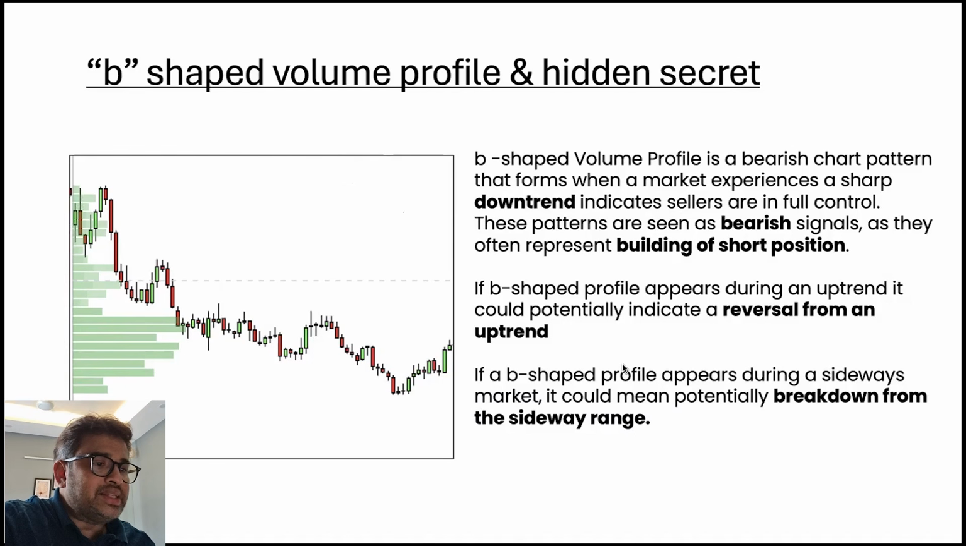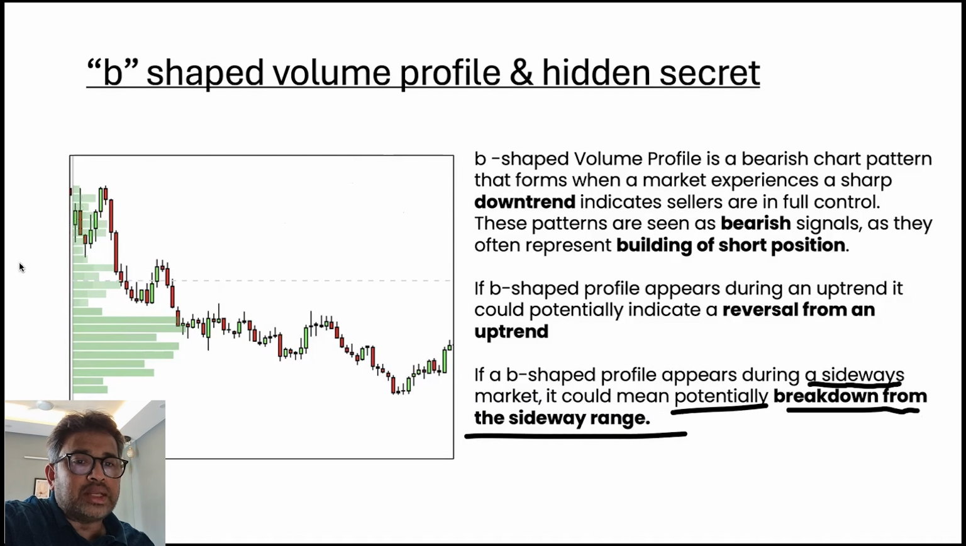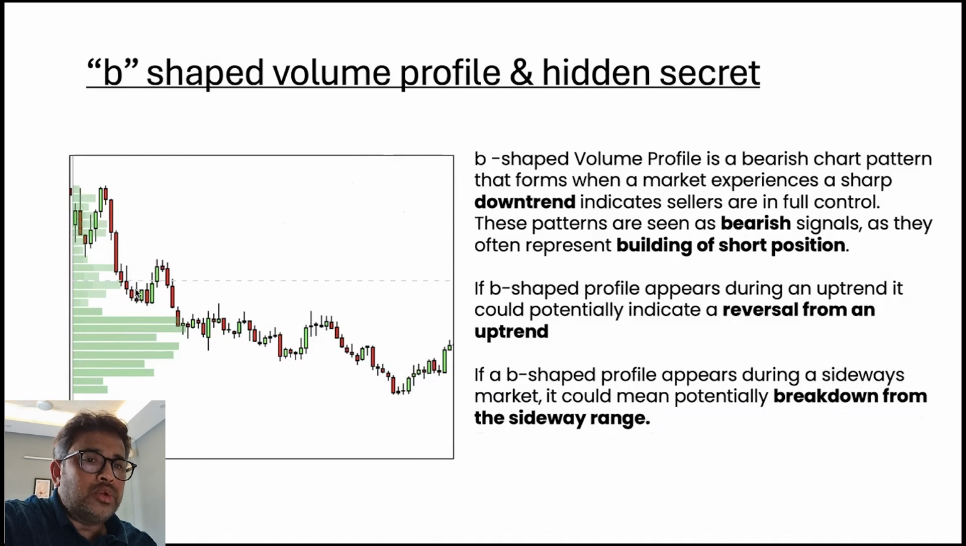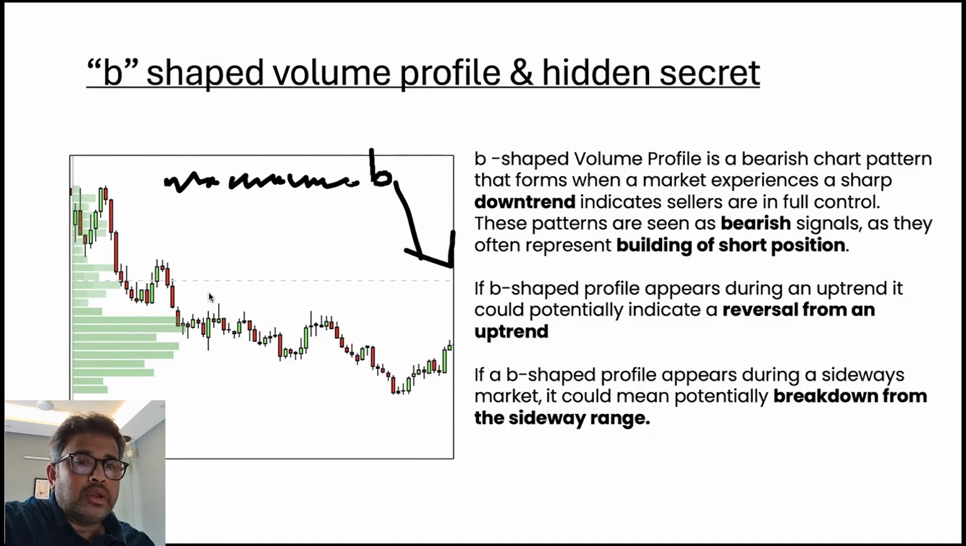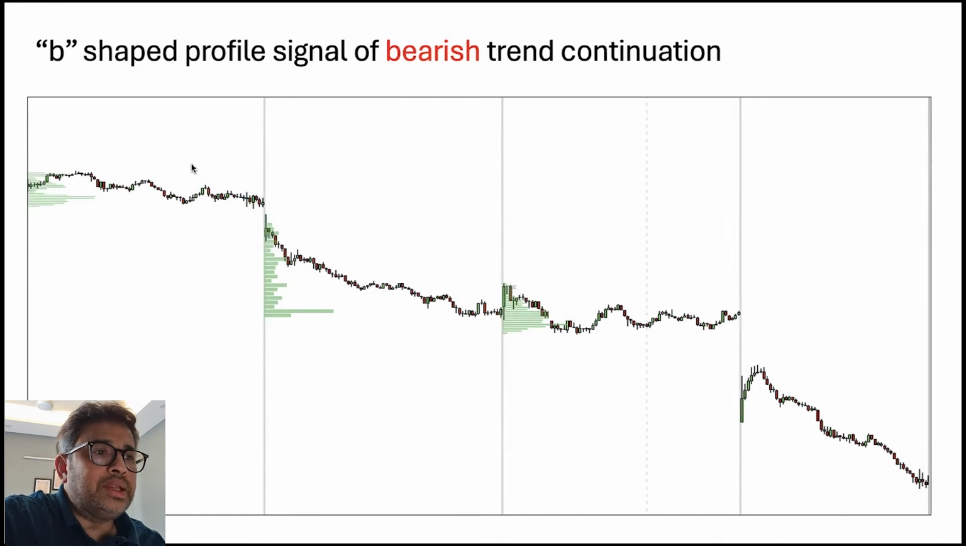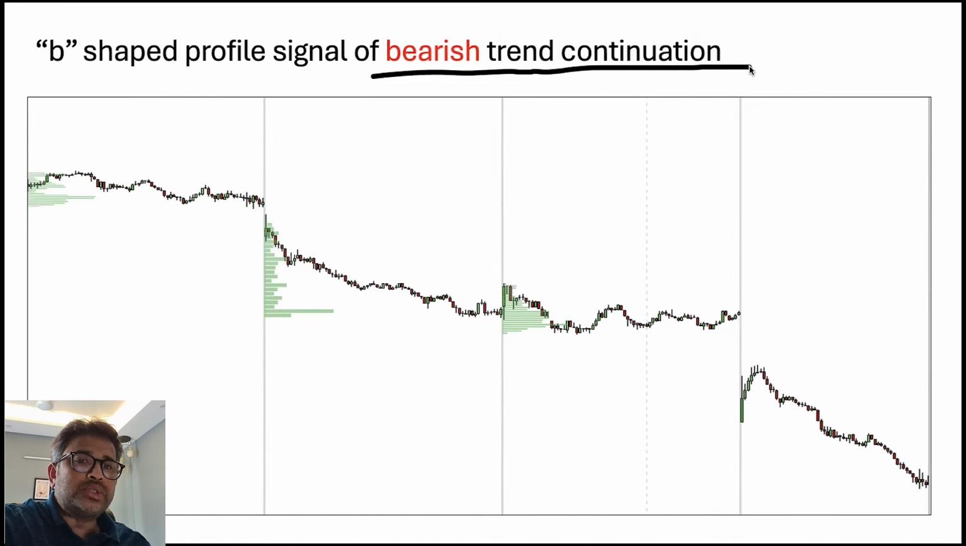Okay. And at the same time, if a B-shaped profile appears during a sideways market, or potentially from a breakdown from the sideways range. So that means again, you see that the market is trading in a sideways range, right? It is making a D-shaped volume profile, and one fine day it makes a B-shaped volume profile. So that means there is a higher chance of the market going down. So one thing, a B-shaped volume profile means it's a bearish trend continuation.